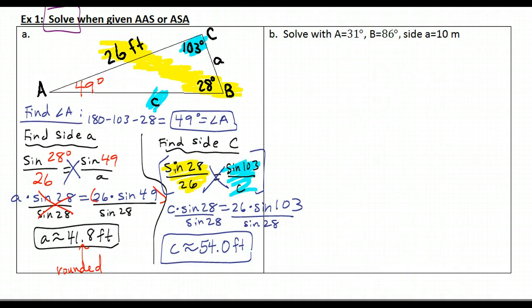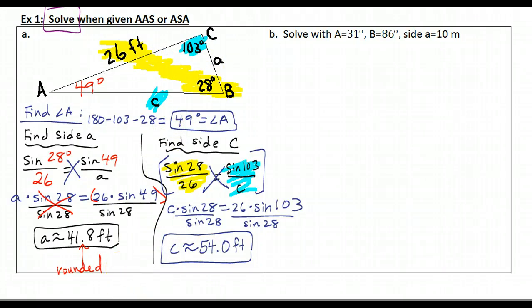And then always ask yourself if everything you've got seems reasonable. If a 28 degree angle is 26 feet, does it seem reasonable that a 103 degree angle would be 54 feet? Well, it's not quite double, and you might be thinking that this angle is like 3 times as big, so wouldn't the side be 3 times as big? Doesn't quite work out that way with sine, but it should be much bigger without being super huge. So, you know, those answers seem reasonable.